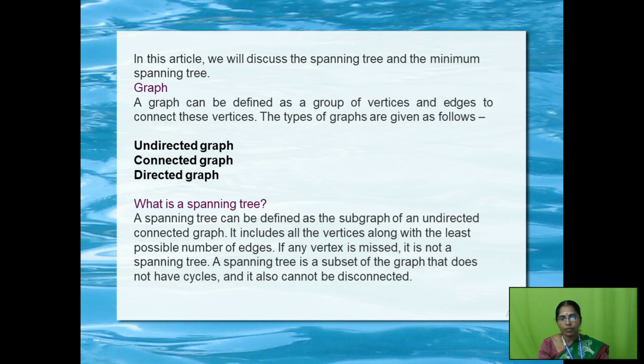So what are the types of graphs? You already know about the types of graphs. There are three types: one is the undirected graph, second is the connected graph, third is the directed graph. In this article we will discuss the spanning tree. So what is a spanning tree? A spanning tree can be defined as a subgraph of an undirected connected graph, that is, a subset of the graph that does not have cycles and also cannot be disconnected. That is called a spanning tree.